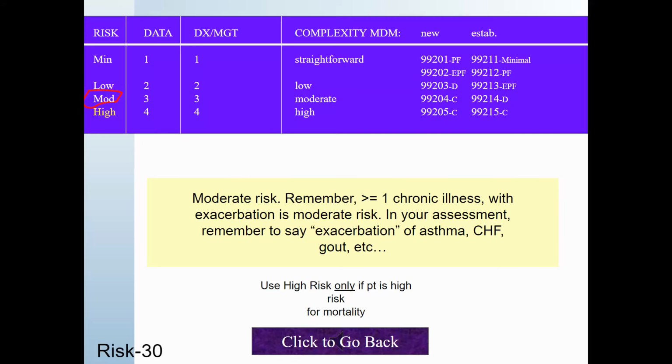And the answer is, it's all moderate risk, because these rules don't try to distinguish which is more severe or which is more important than the other. To a dermatologist, the skin is the most important. So you may think CHF is worse than asthma, but in the world of coders, it doesn't matter. A chronic illness with a mild exacerbation is moderate risk.